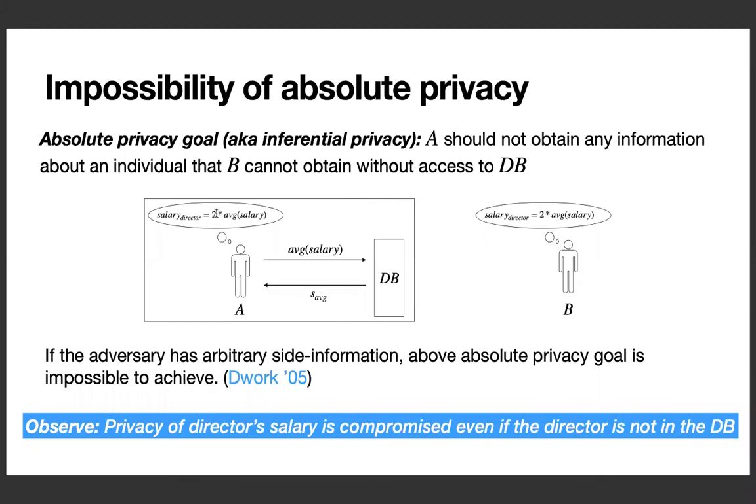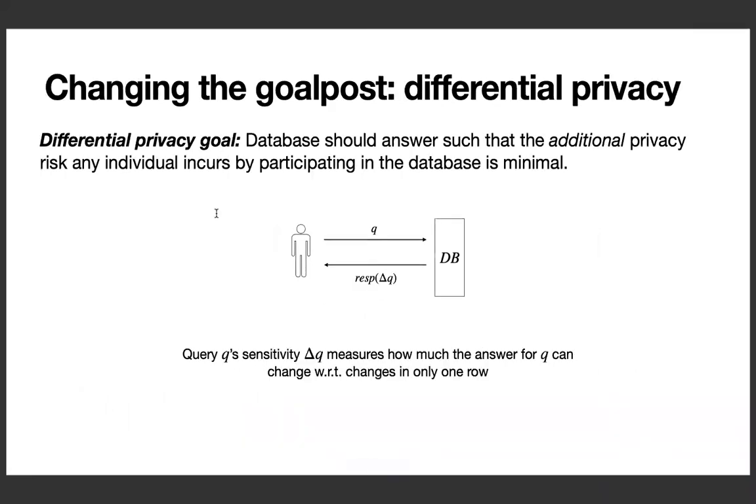So it means that the privacy loss is not only limited to people who actually participate in the database, but also to other people, right? And this kind of observation gave rise to this notion of differential privacy. So differential privacy is changing the goalpost. The goal of differential privacy is that we know that in an absolute sense, when you let people interact with databases, your absolute privacy would be lost.